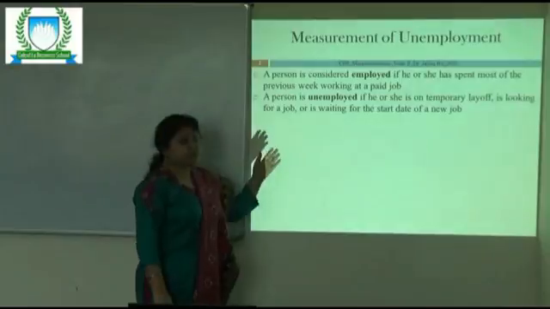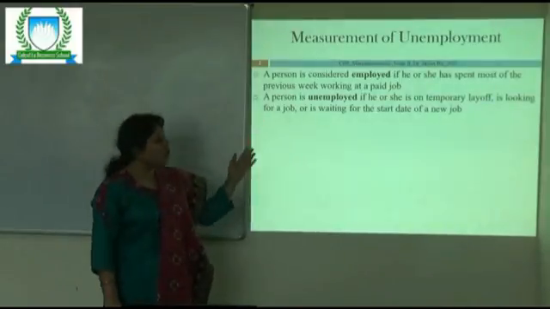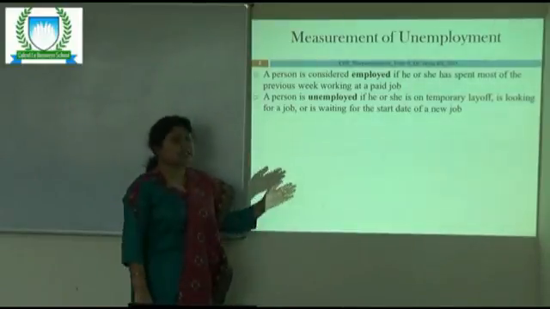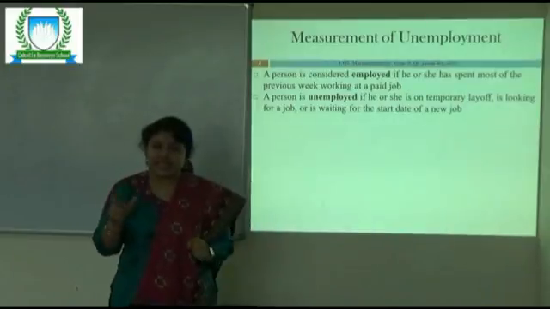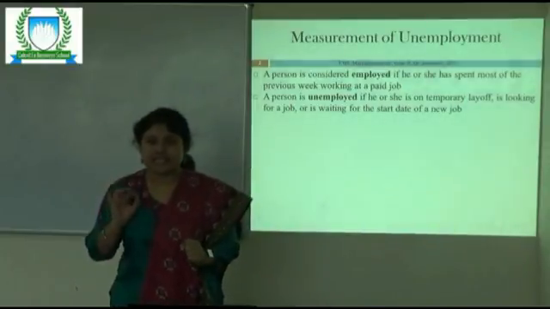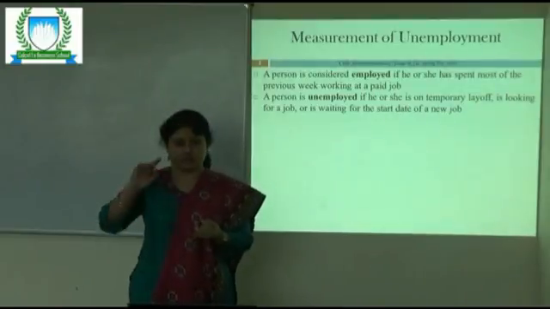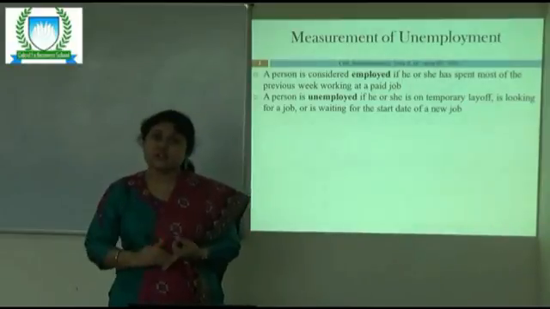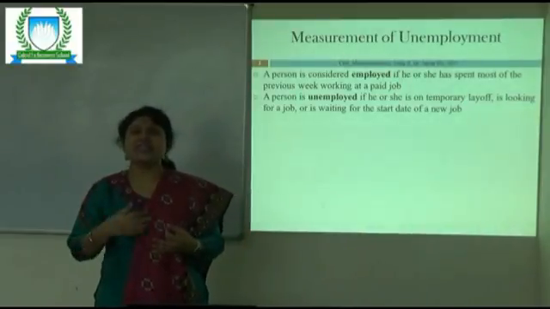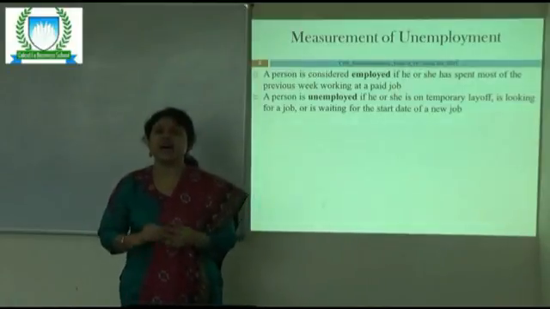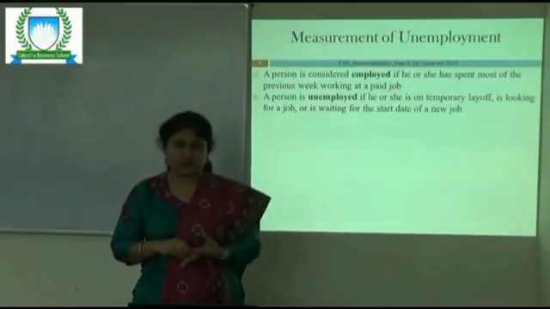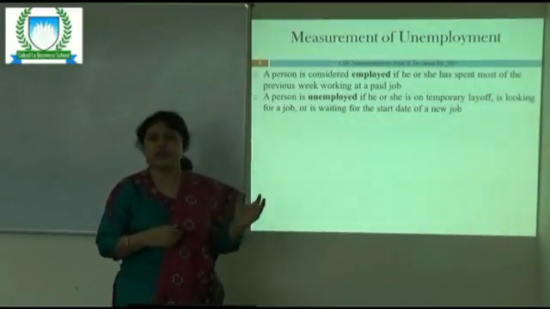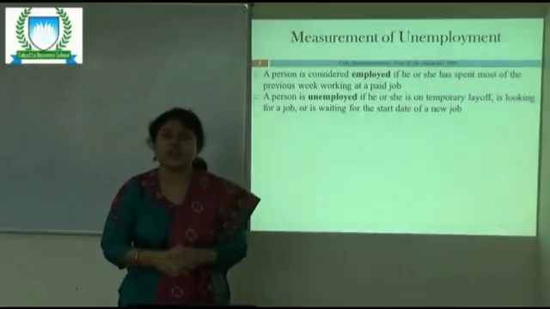A person is unemployed if he or she is on temporary layoff, is looking for a job, or is waiting for the start of a new job. So what is mandatory for the definition of unemployment is that the person is of course jobless, but he should be available and also looking for a job. So we will not consider housewives, full-time students or retired persons to be unemployed, because they are not looking for a job.